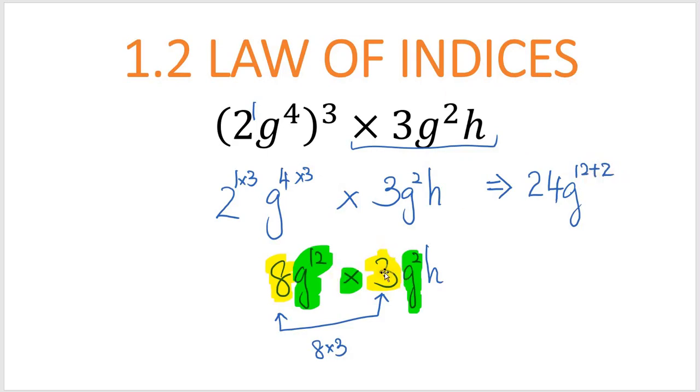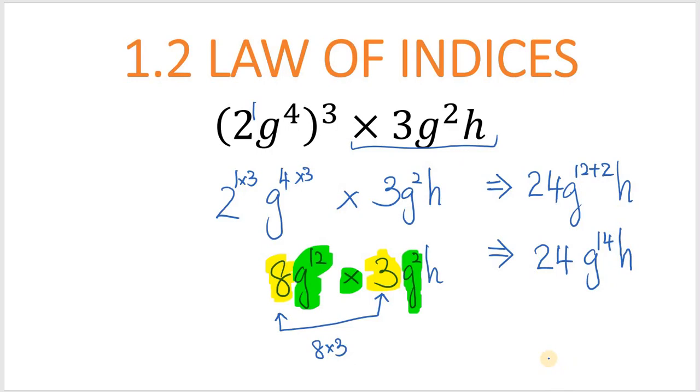And then the h doesn't have anything to multiply. Okay, so that means we will have only h. Or maybe in other words, actually h is multiplied with 1. We just consider in front here become 1 already. Okay, so h here. So finally, the answer will become 24 g power of 14 h. Okay, so this is the answer.